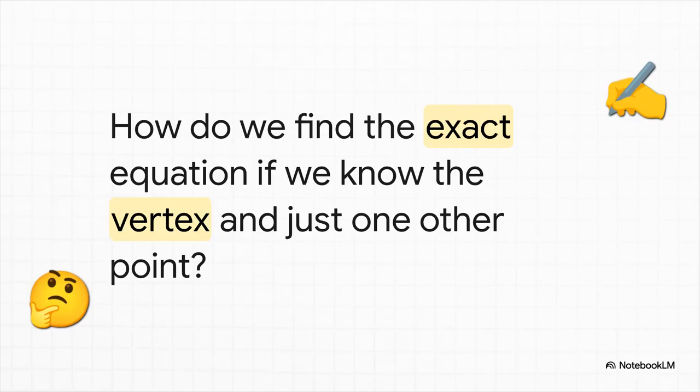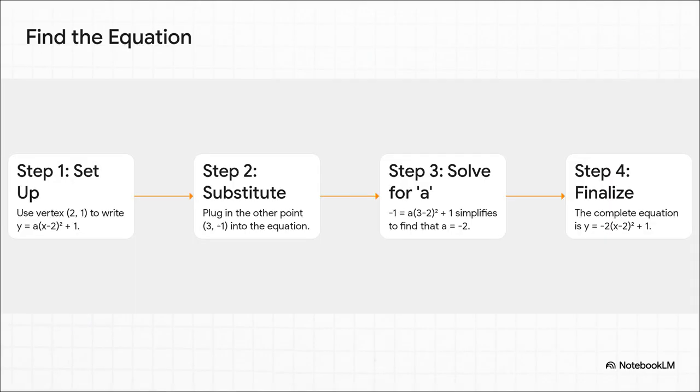So, okay, this is all cool theory, but what can we actually do with it? Well, let's try a real problem. Imagine I tell you the vertex of a parabola, and I give you one other random point that it passes through. Can we figure out its exact equation? You bet we can. Let's walk through it together.